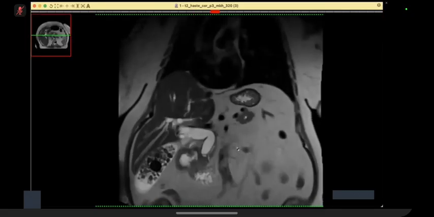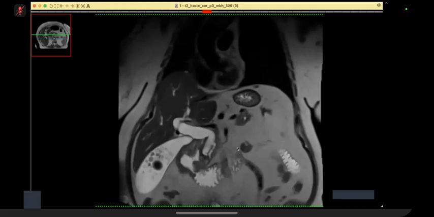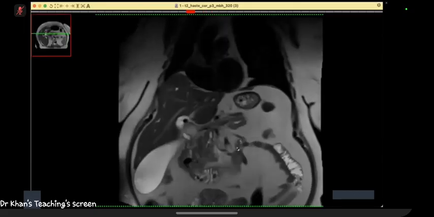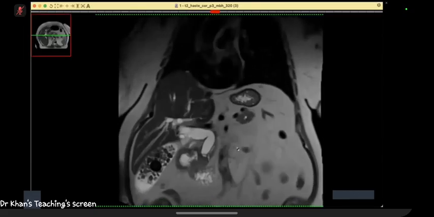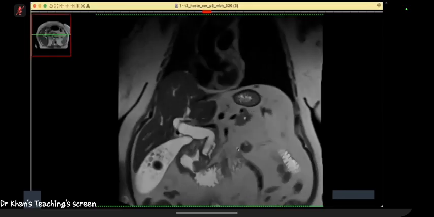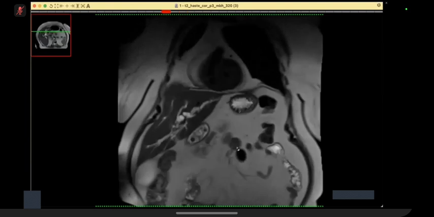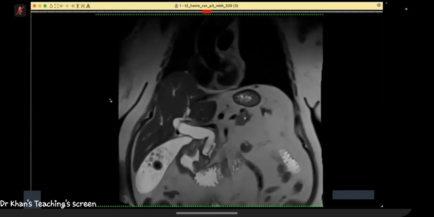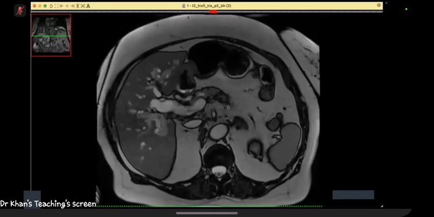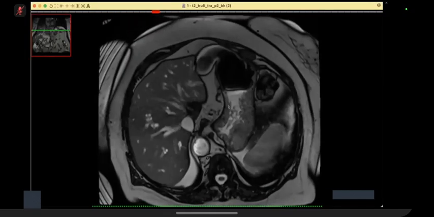Yeah, I can see some T2 hypointense area, which appears to be soft tissue at the distal end of the CBD near the ampulla, and which is further projecting into the duodenal lumen also. Besides this, there's cholelithiasis, and there's dilatation of the upstream CBD and HBRs.